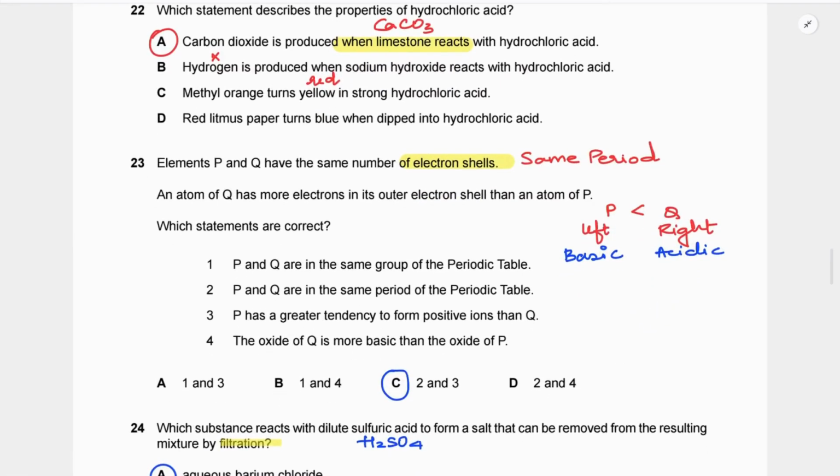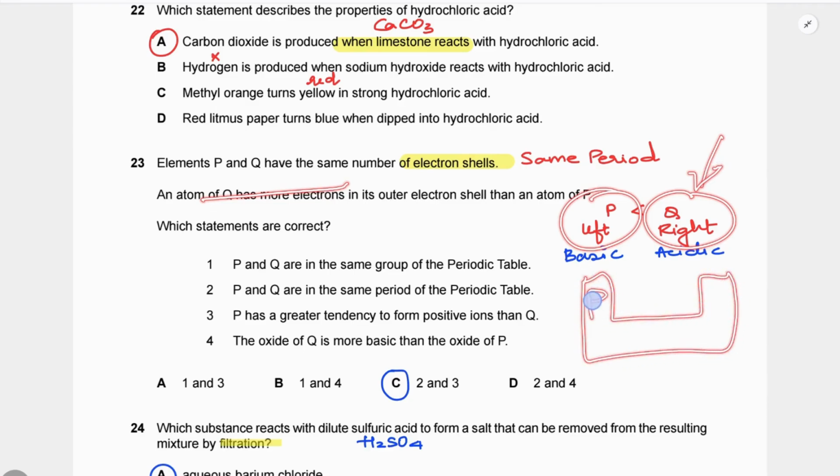Elements P and Q have the same number of electron shells. Same electron shells means same period. An atom Q has more electrons in its outermost shell than P. Now we can say that Q has more electrons and P has fewer electrons. So in the periodic table, P is over here on the left hand side and Q is over here on the right hand side. And as you know, on the left hand side, P becomes more basic and Q becomes more acidic. So let's see the statements.